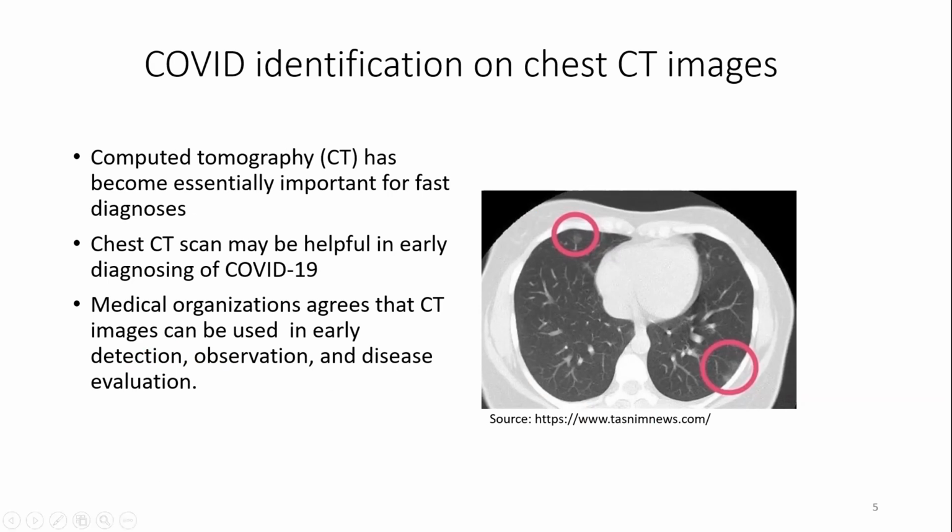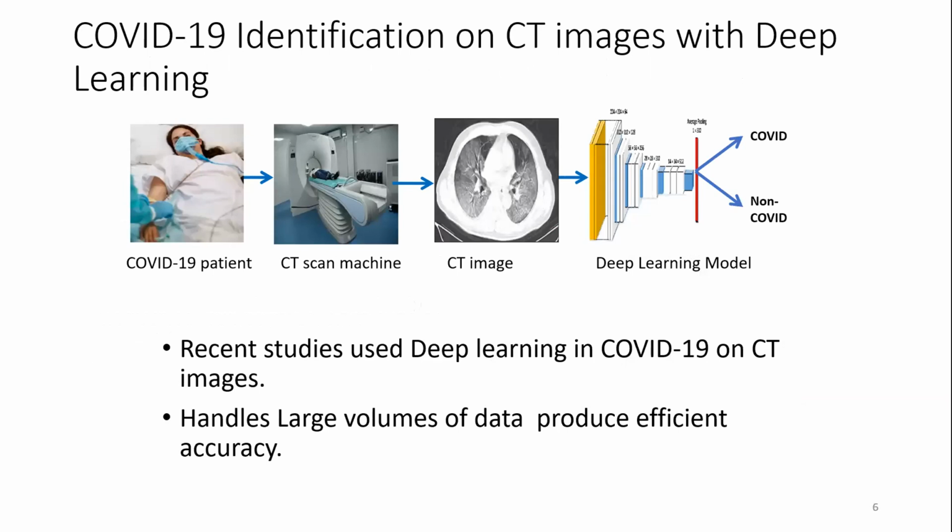Then we move on to COVID-19 identification on chest CT images with deep learning. Deep learning is fully based on artificial neural network technology. It allows computers to learn similar to the human brain. It has powerful algorithms and models. The models handle large volumes of data and provide accuracy on COVID-19 CT images.